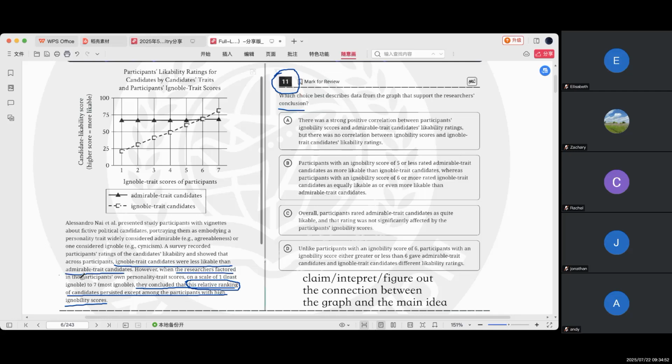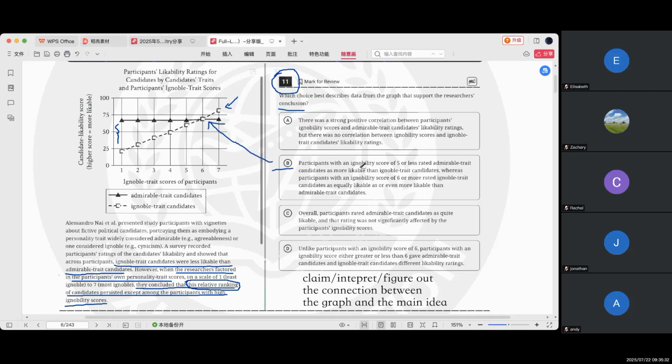However, when they factored in the participants' own personality trait scores, this relative ranking persisted except among the participants with high ignorability scores, which is over here. You see, for most participants, admirable trait candidates' likability is much higher than ignorable trait candidates'. But if the ignorability score is very high, then it's going to be an exception. So that's why option B would be the right answer, because B is describing this pattern.